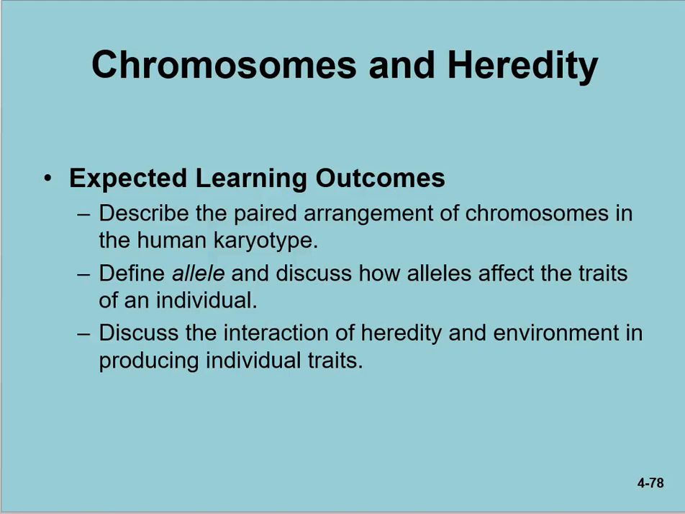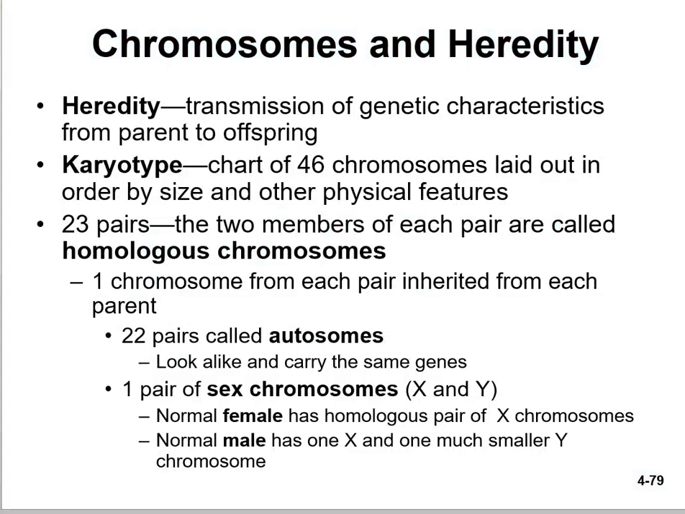All right, here's the last section of our chapter. You can read the expected learning outcomes here. Let's take a look at chromosomes and heredity. Heredity is the transmission of genetic characteristics from parent to offspring. A karyotype is a chart of 46 chromosomes laid out in order by size and other physical features.